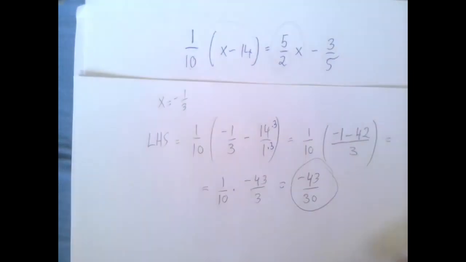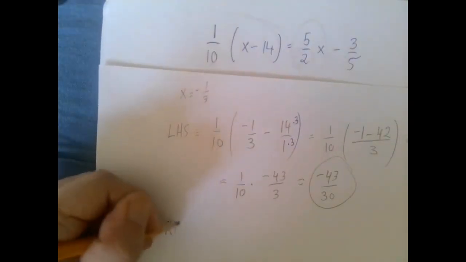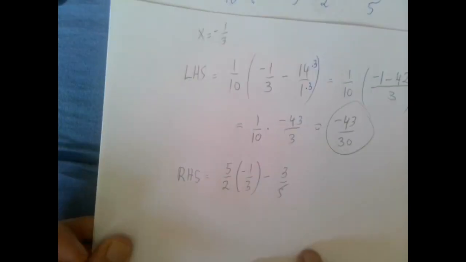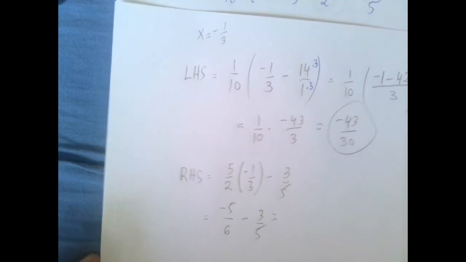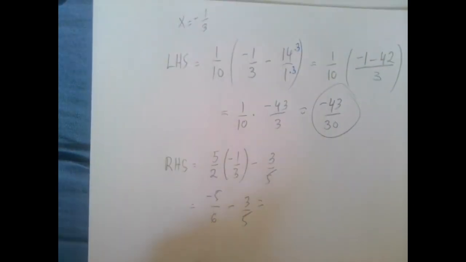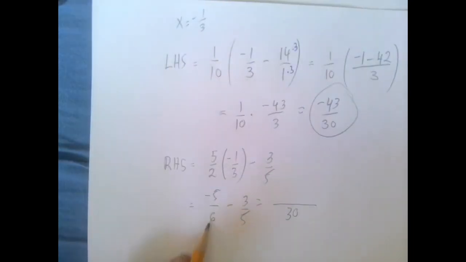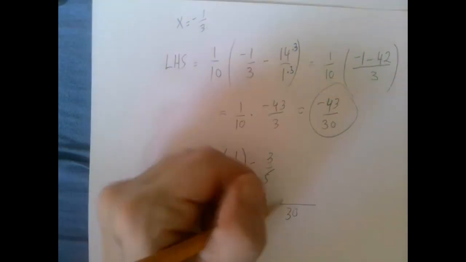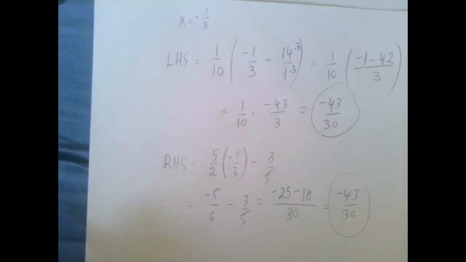Alright, so let's see the right-hand side. So the right-hand side would be 5 over 2 times negative 1 over 3 minus 3/5. So the multiplication would be negative 5 over 6 minus 3 over 5. See, we're going to be forced to the same denominator as the other side. That's sort of encouraging. So the common denominator is 30. 6 to 30, that was 5. 5 times 5 is 25. 5 to 30, that was 6. 6 times 3 is 18.